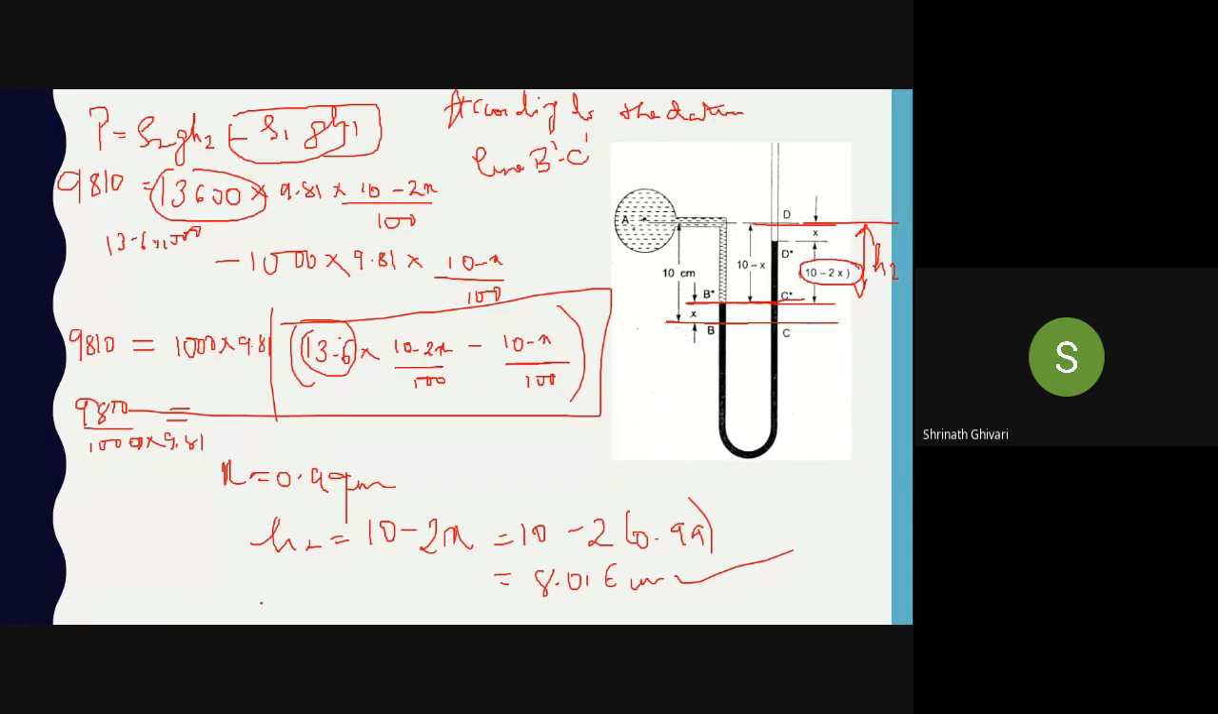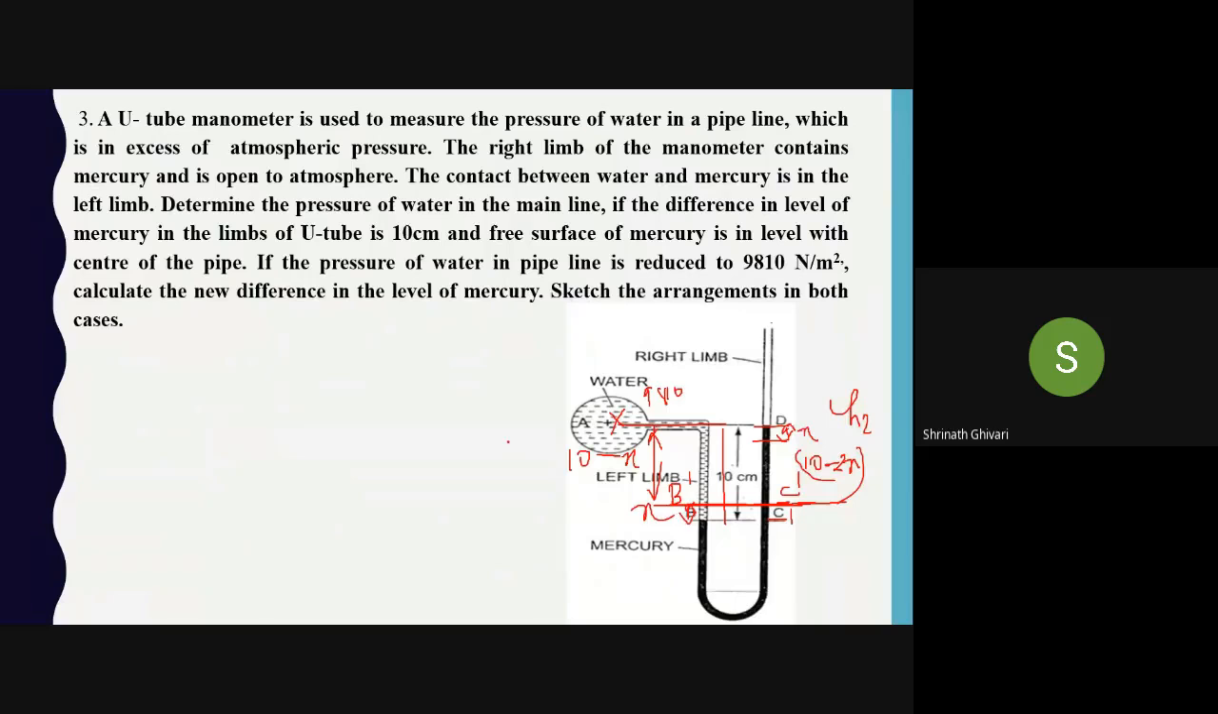Fine. Any doubts, guys? Was the problem easy, or should I explain it once again? From where? From the previous part or from this part? Previous part, sir. From the previous part? Okay. So I won't write the previous everything, I'll just erase this.